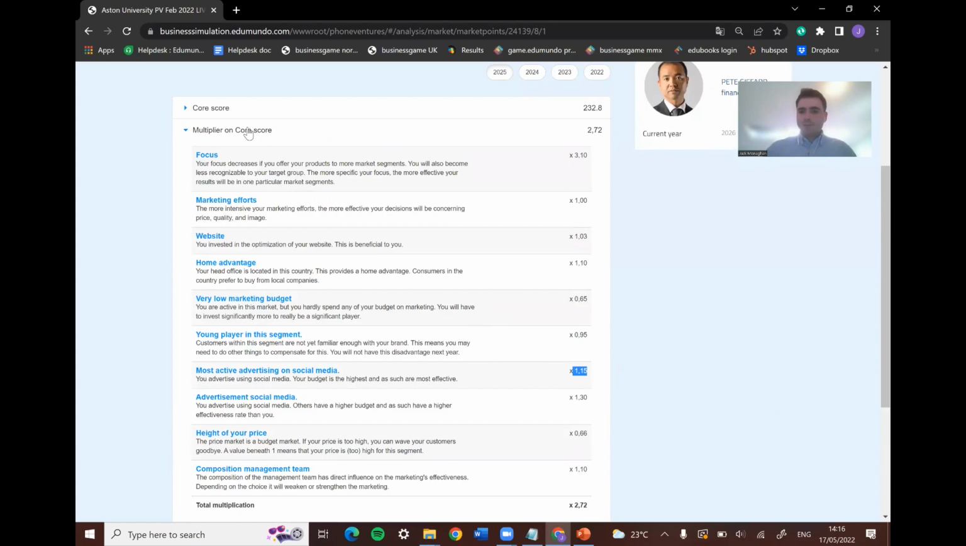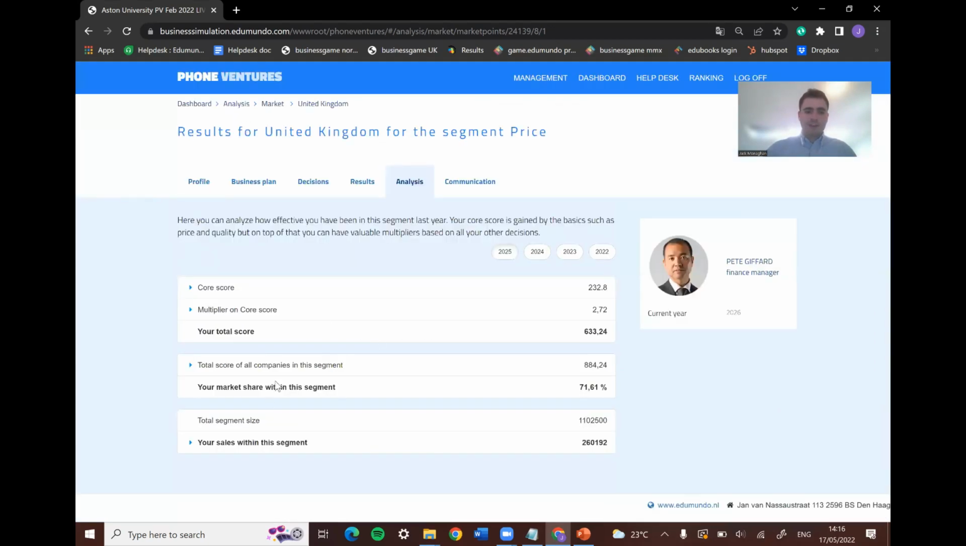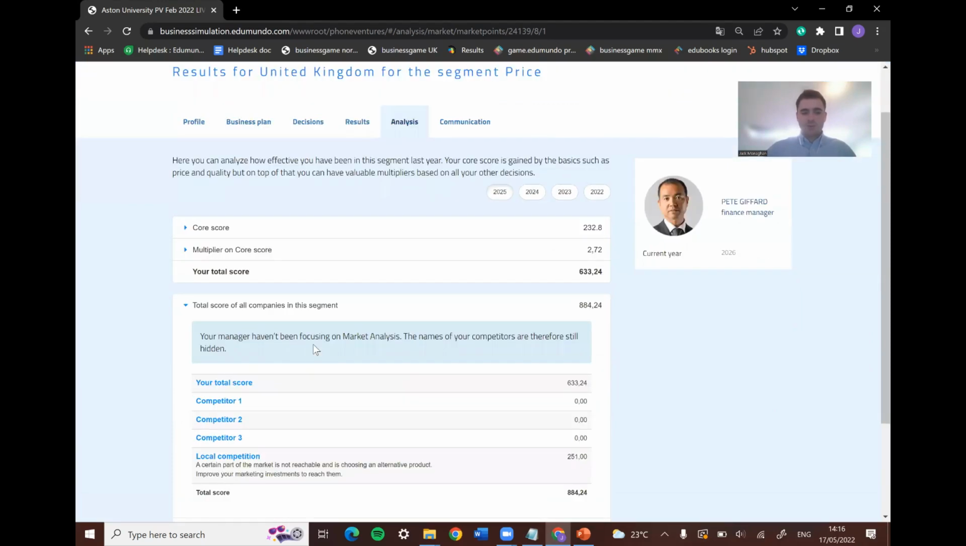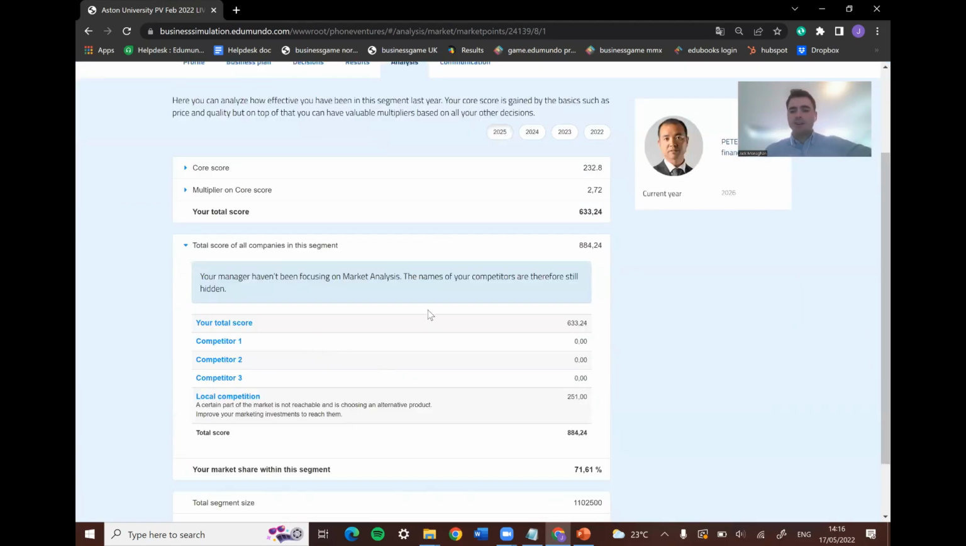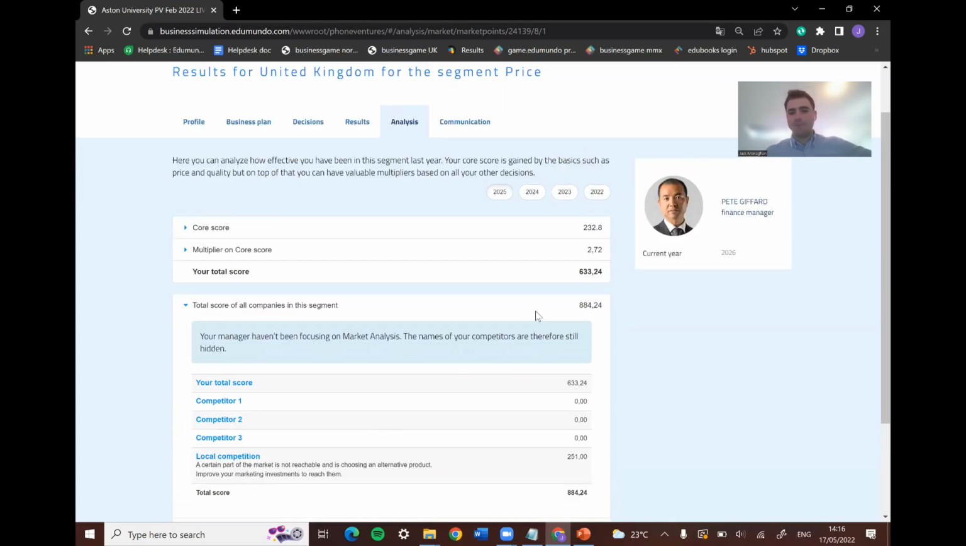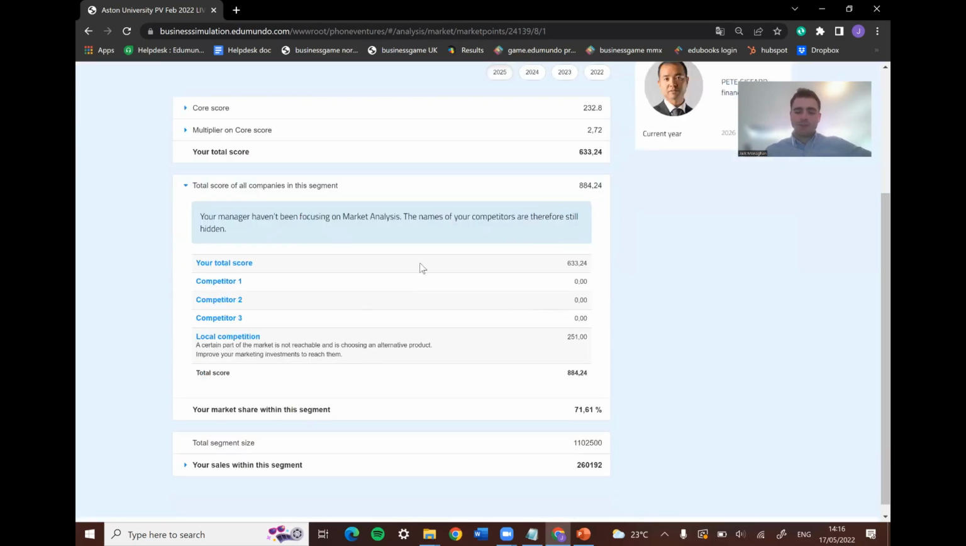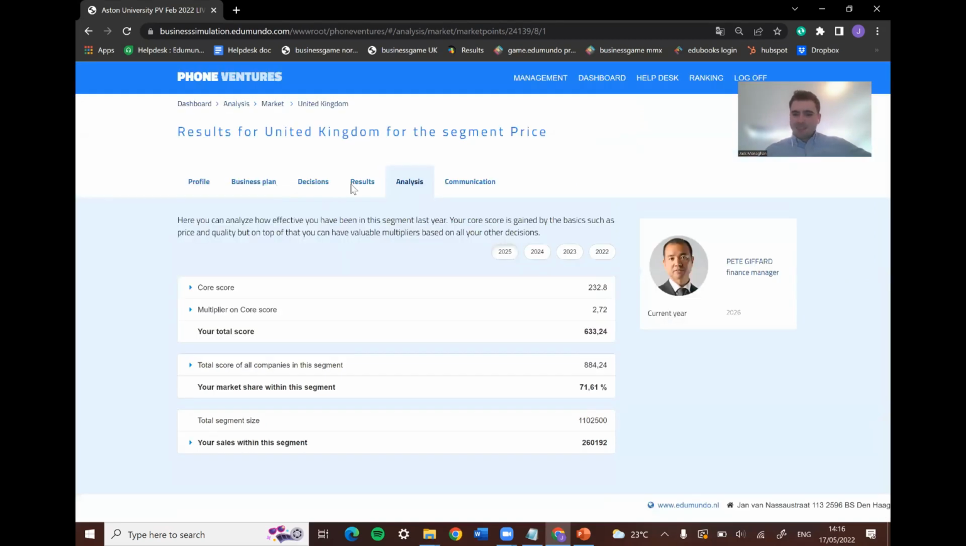The final thing that I wanted to go over on this page is this total score of all companies, where you can take a look at the market share and the scores of everyone else that you're competing against. Luckily for this team, they're the only one operating in the price segment in the United Kingdom for now. Of course, depending on whatever teams are in your segment, you'll see different scores and therefore different market shares as well. That's about it for everything on the analysis tab that I wanted to cover.